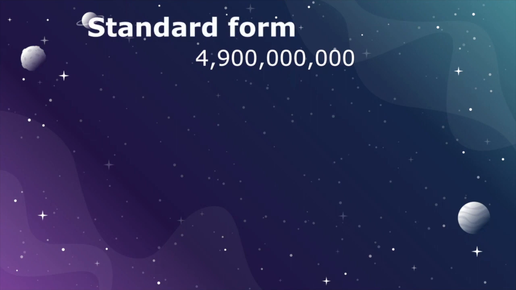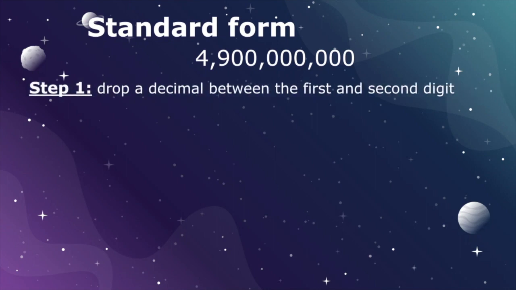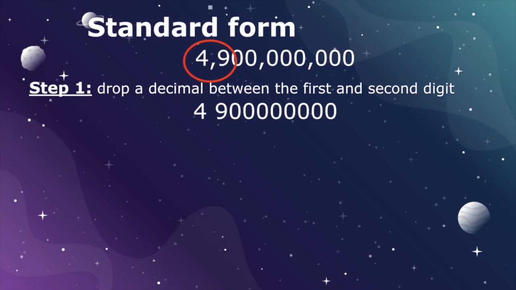This is in standard form. This is how you write 4,900,000,000. So in order to change it to scientific notation, first, you need to drop a decimal between the first and the second digit. In this instance, 4 and 9 are the first and the second digit, so you're going to drop a decimal right in between those two numbers.